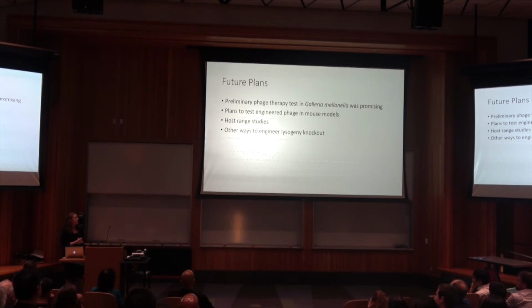Additionally, we are looking at other ways to engineer lysogeny knockouts, so we can engineer out the entire lysogeny cassette, which contains the integrase and the repressor and additional excisionase genes, or using other ways in addition to Gibson assembly, such as CRISPR-based methods or recombineering strategies. And we can also engineer in additional proteins if we want using these methods.